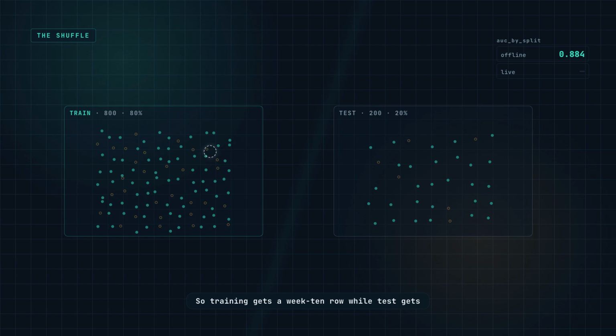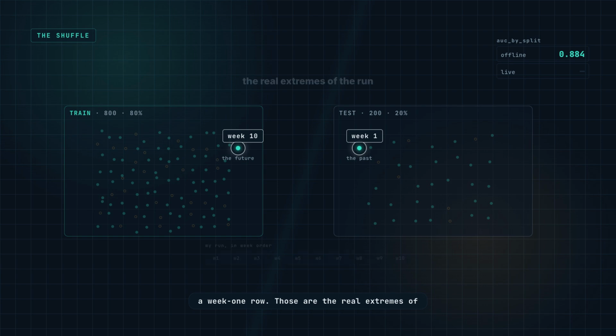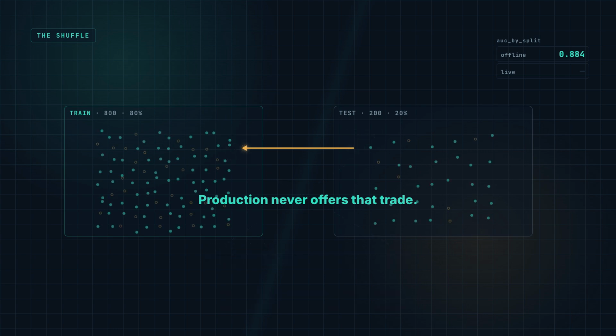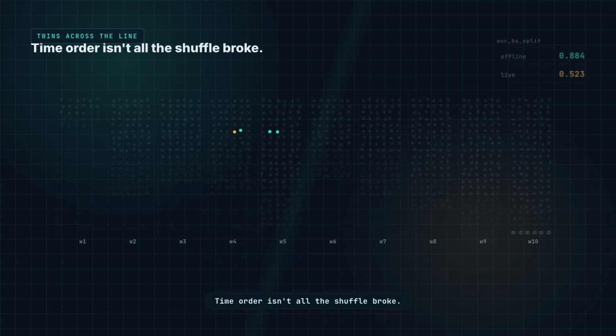So training gets a week 10 row, while test gets a week 1 row. Those are the real extremes of my run. The model gets fitted on the future and graded on the past. Production never offers that trade. Time order isn't all the shuffle broke.